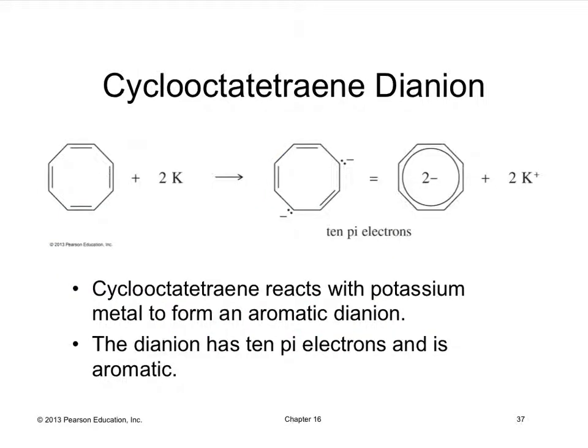Cyclooctatetraene reacts with potassium metal, shown here, to form an aromatic dianion, shown here. The dianion has 10 pi electrons. As a result, you can represent that as a circle inside with 2 minus charge. And as a result, 10 pi electrons is aromatic.